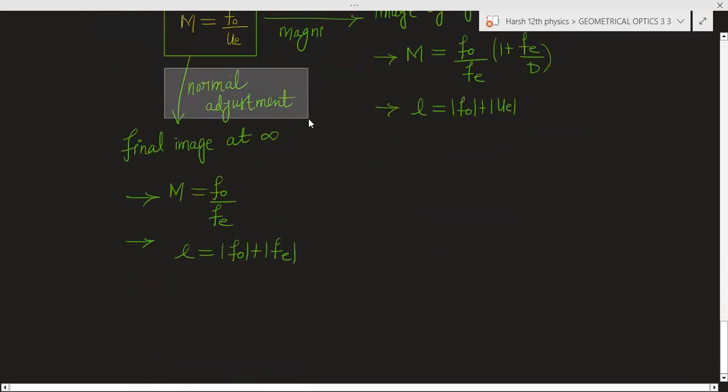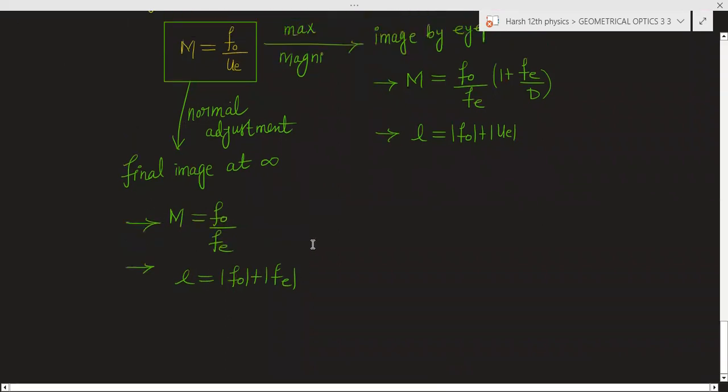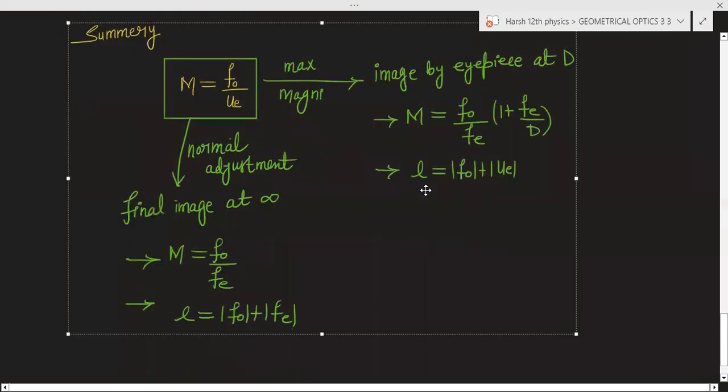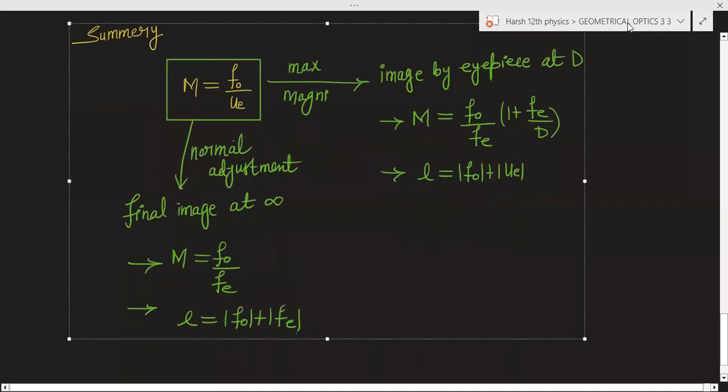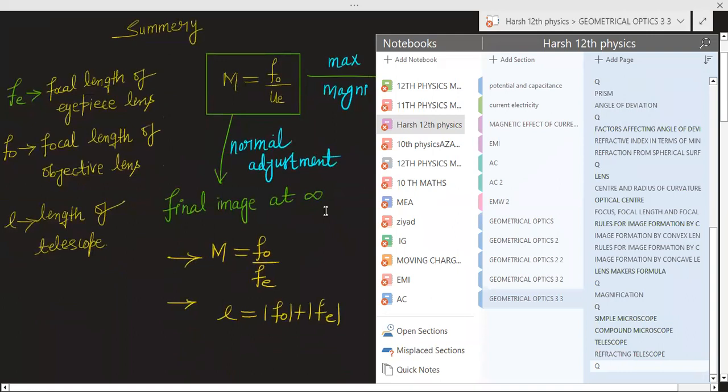Now in the case of normal adjustment, the final image will form at infinity. The formula you will finally get for magnification is fo by fe, and the length of the telescope in this case will be fo plus fe. This summary I'm copying because there will be a requirement of the formulas. So we'll solve the numericals now.